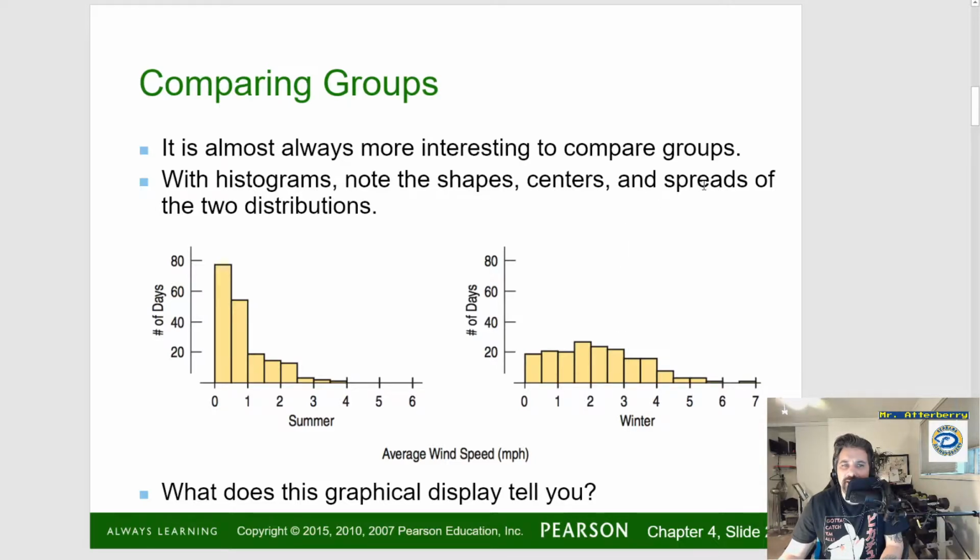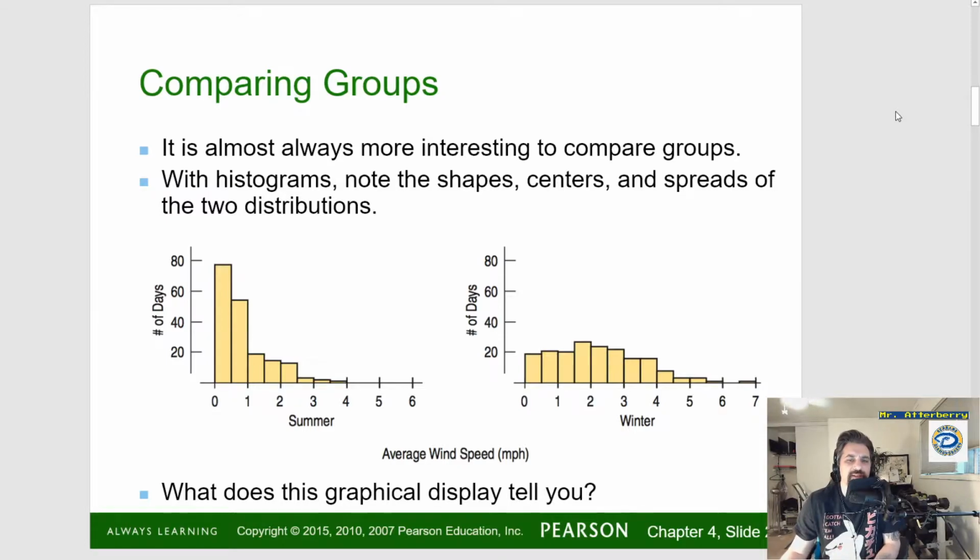And then the spreads. This one only spreads from 0 up to 4. So the windiest day, the average wind speed was probably around 3.5 to 3 3/4 or so. It didn't quite hit the 4 mile per hour mark. But for the winter, the windiest day was almost 7 miles per hour. That's how you can compare those two distributions. Center, shape, and spread, and use those to compare.